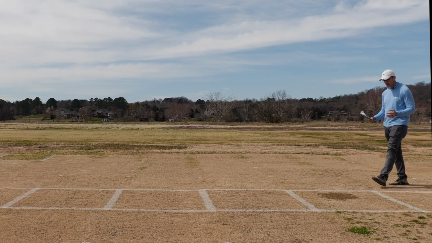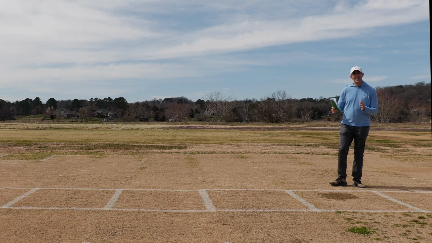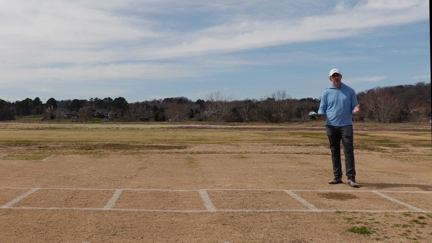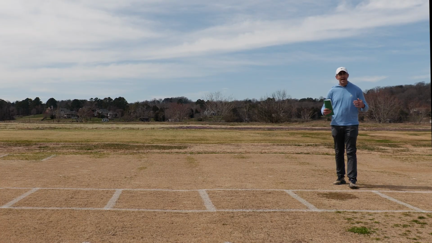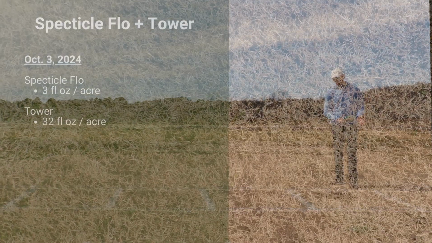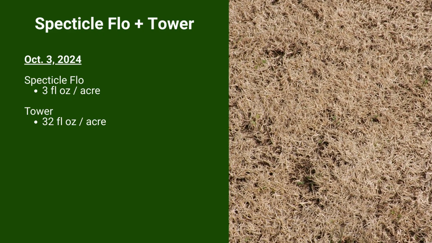Okay, so the first treated plot that we'll look at is a mixture of Specticle and Tower. You've seen in other videos us talk about the early post activity that Tower brings in a POA management plan. It's also an underutilized mode of action as a group 15 very long chain fatty acid synthesis inhibitor. Here, we're mixing it with Specticle Flo at a lower rate. So we have 3 ounces of Specticle, 32 fluid ounces of Tower. This was applied October 3rd.